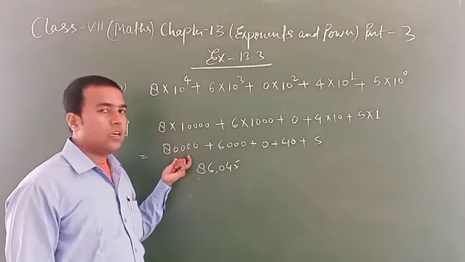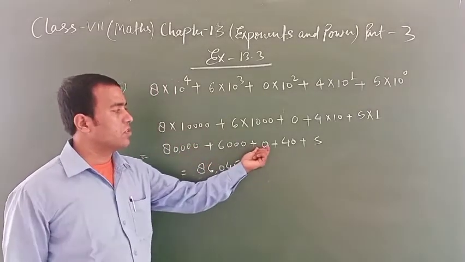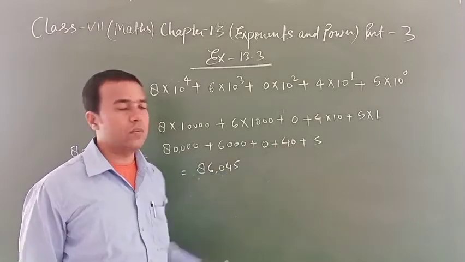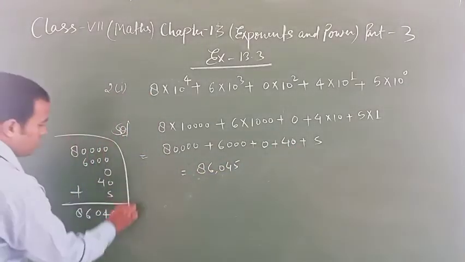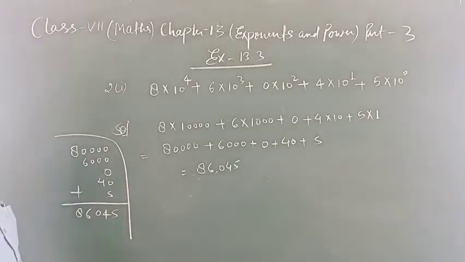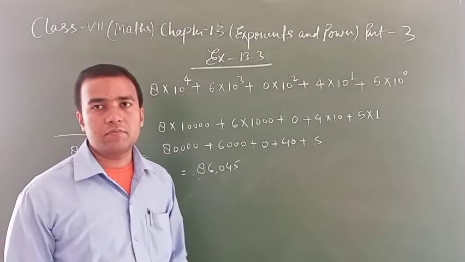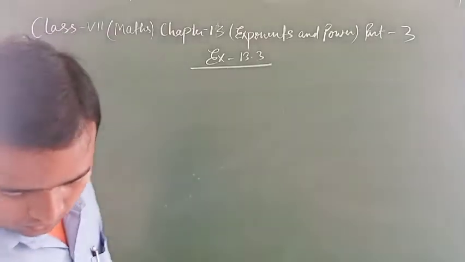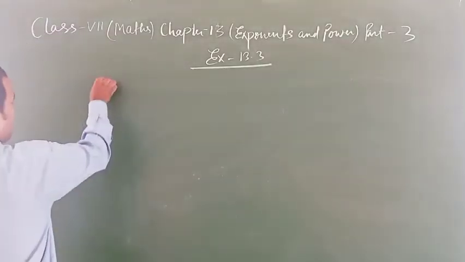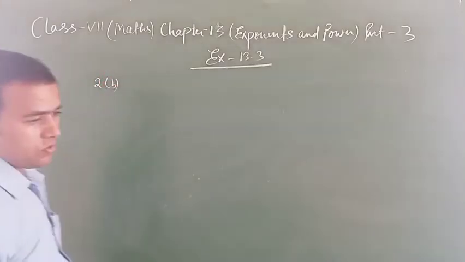So 8 into 10,000 is 80,000 plus 6,000 plus 0 plus 40 plus 5. After that do the plus like this, you get 86,045. Okay, note down. Second part, one more part I am telling you.